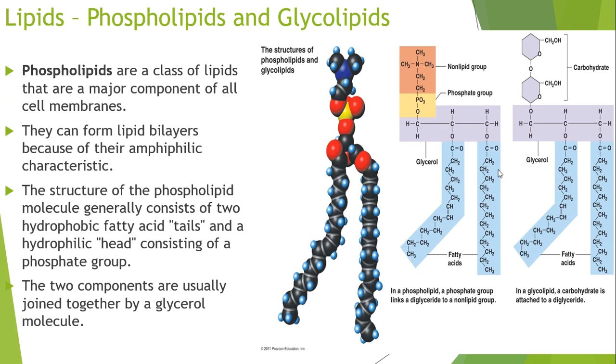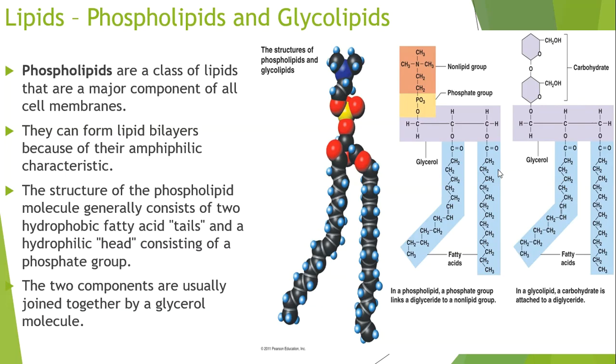Phospholipids are a class of lipids that are a major component of all cell membranes. We'll talk about that more when we get into organelles, but they can form bilayers, and they can form monolayers because of a particular quality that they possess.